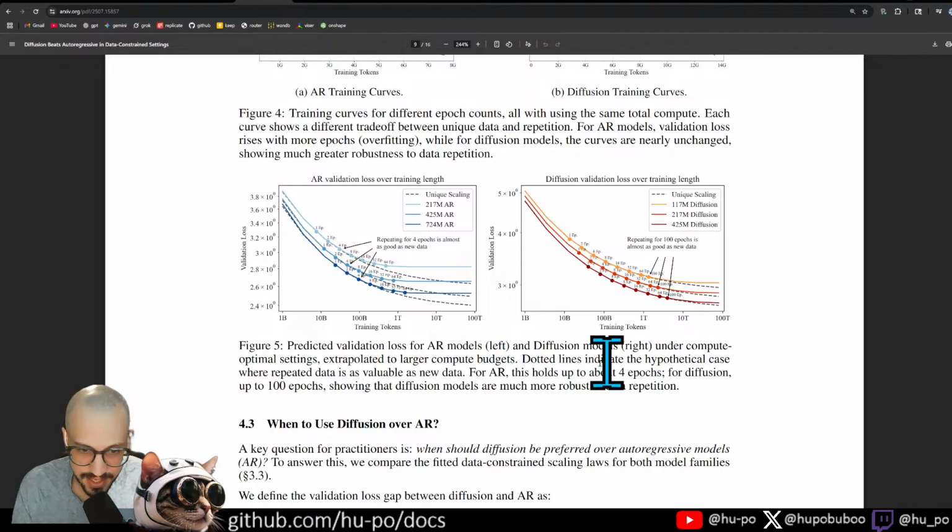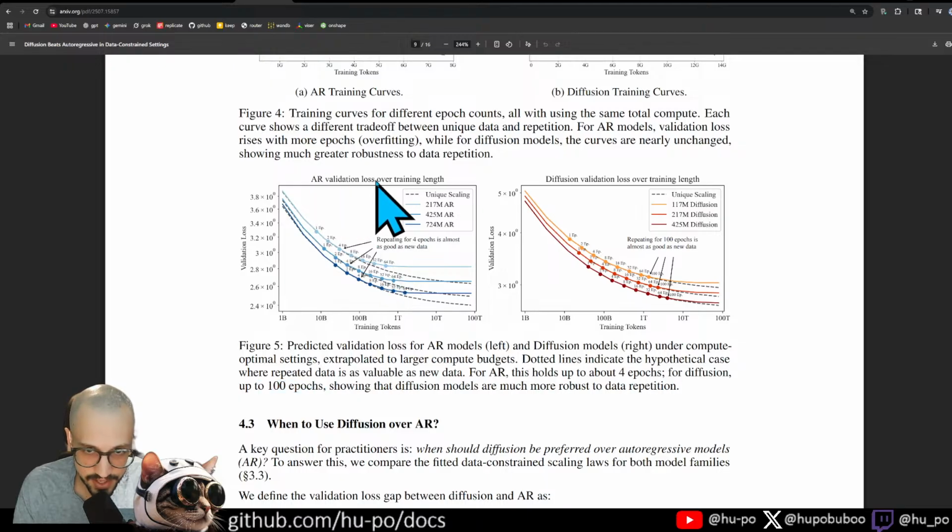Dotted lines indicate the hypothetical case where repeated data is as valuable as new data. For AR, this holds up to about 4 epochs. For diffusion, up to 100 epochs, which is like orders of magnitude more, right? But okay, you got 1 epoch, 2 epochs, 4 epochs, 8 epochs, up to 64 epochs.